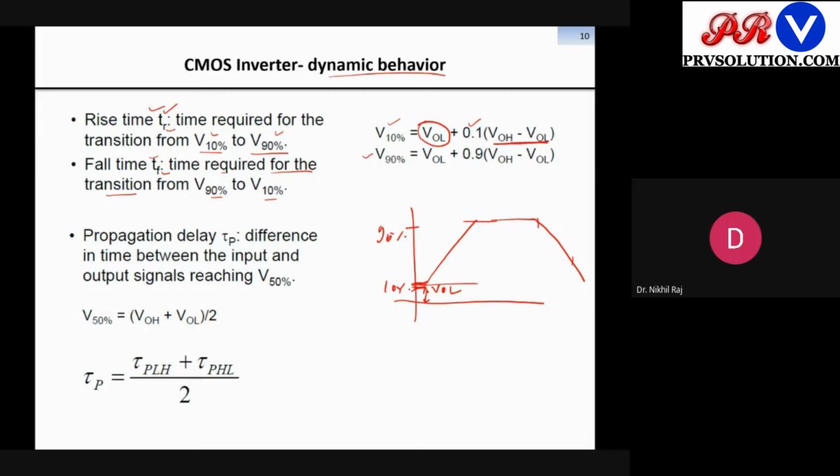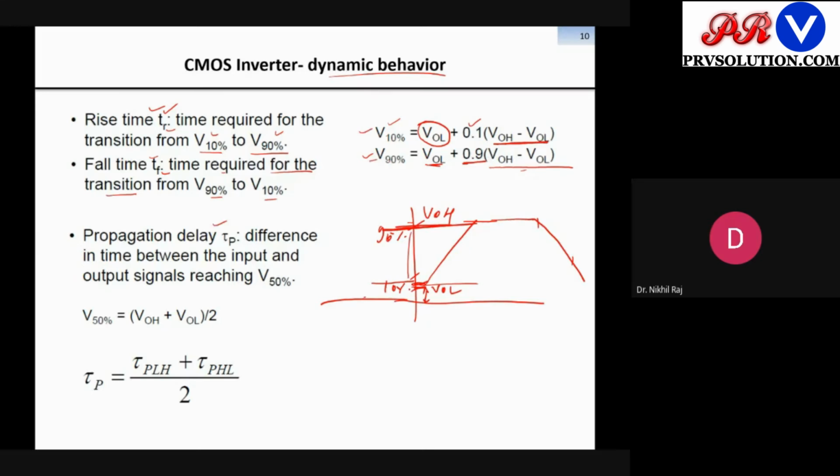Similarly, V 90% means with respect to ground we are doing. So VOL plus this level is 0.9 of the difference between VOH and VOL. Okay. So that is the explanation of the 10 and 90% voltage calculation.